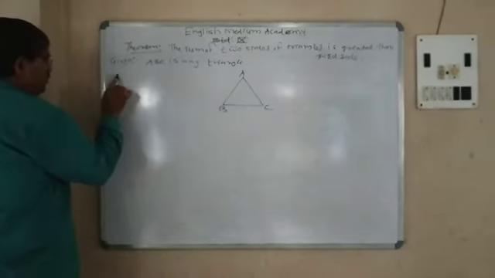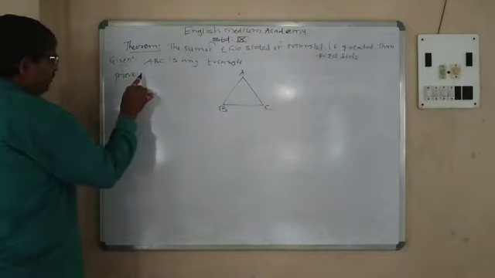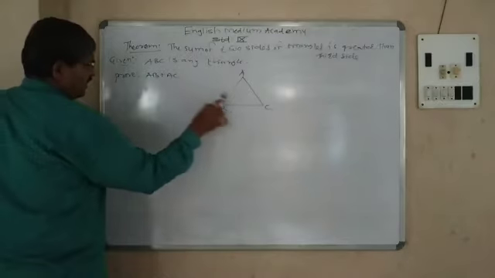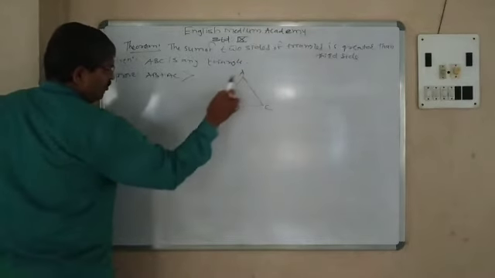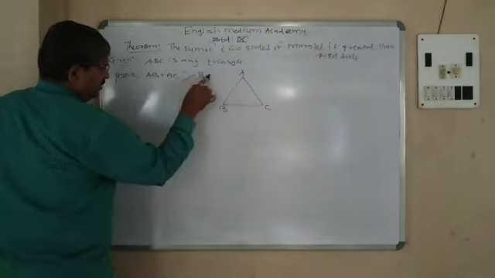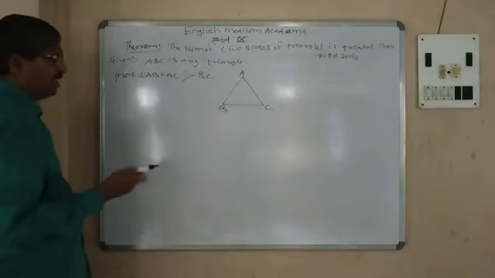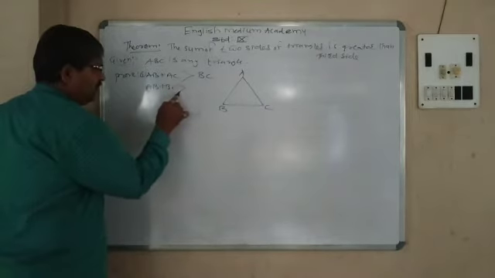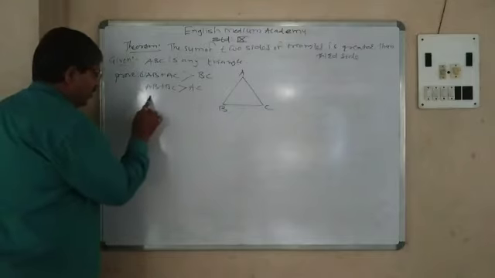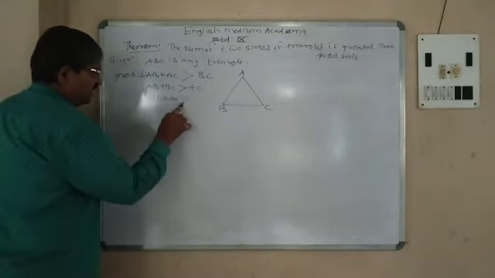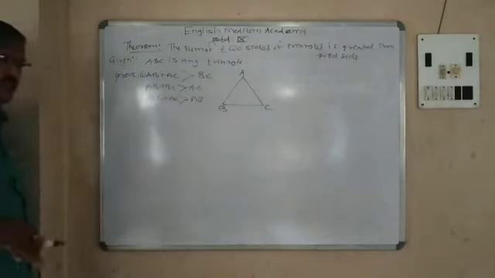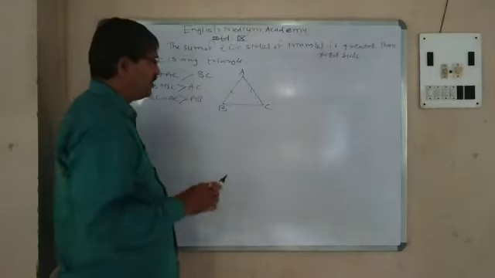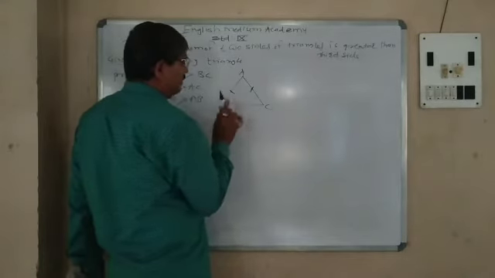Then what do you want to prove? That you should mention here: AB plus AC is greater than the third side. This is number 1. Then you may write AB plus BC is greater than AC, or you may write BC plus AC is greater than AB. Means in short, the sum of any two sides is always greater than the third side.